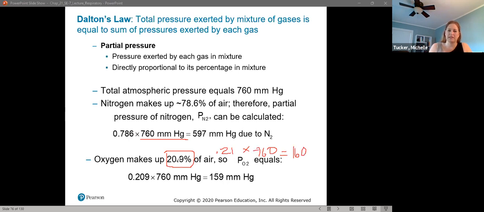So take the percentage. In order to find the value of 760, move the decimal point over 2. And so it's 0.21 times 760 equals 160. About a fifth of the atmospheric pressure is attributed to oxygen, about 21%.